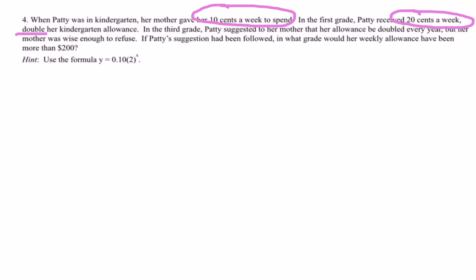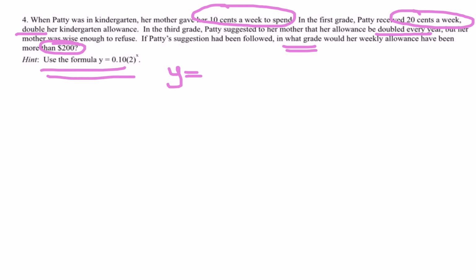And in the third grade, Patty suggested to her mother that her allowance be doubled every year. Smart kid. But her mother was wise enough to refuse. So, if Patty's suggestion had been followed, what grade would her weekly allowance be more than $200? That means that every week she would get $200. Now, they give you the formula, they give you a hint. Now, I wouldn't give you the formula. I think you guys can figure this out on your own.